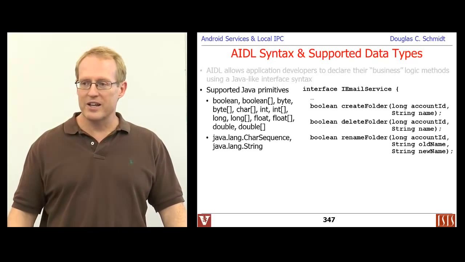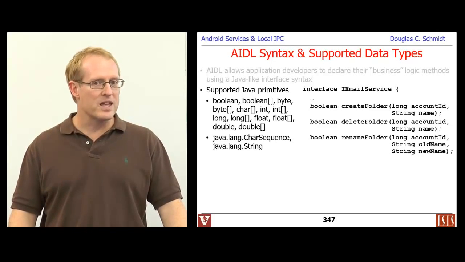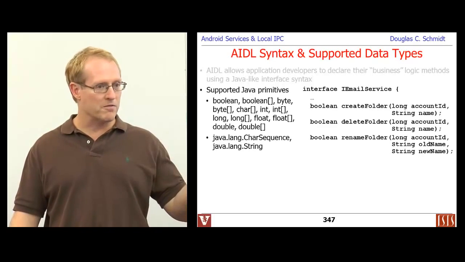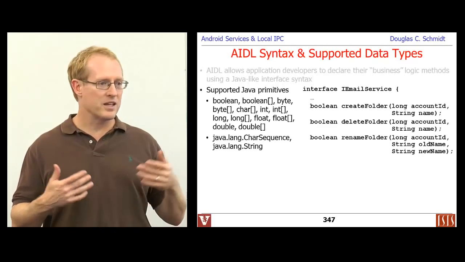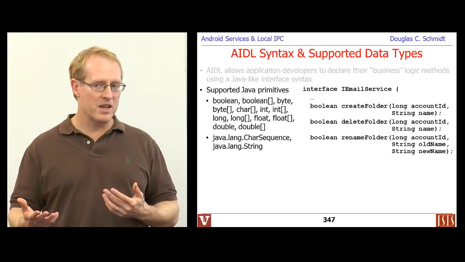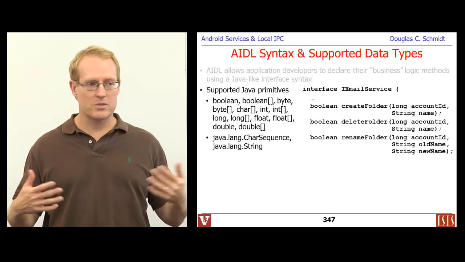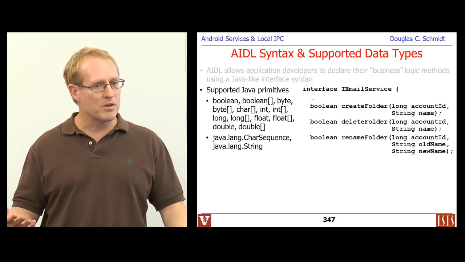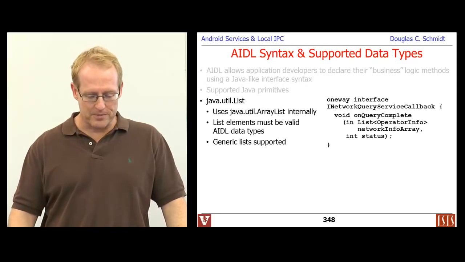And just poking around in Android for a few minutes just to see what was out there, there's something called the interface for the email service. As you can see here, you can create folders, you can delete folders, you can rename folders, and that allows you to pass in basically account IDs and names of things, the account ID being a long, the string being used as the name. So there's some examples of how you're passing primitives around. Very straightforward, not that much different from normal Java programming.